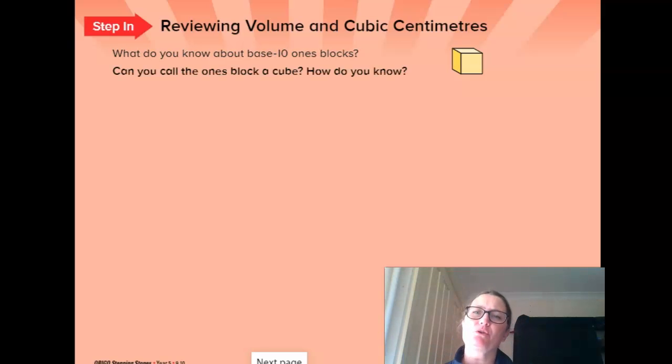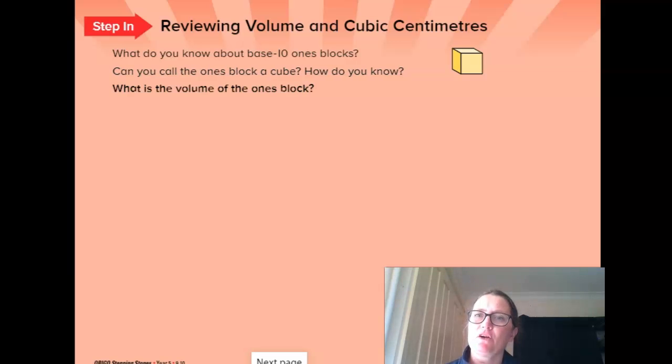Can you call the ones block a cube? If your answer is yes, how do you know? Perhaps your answer is no. Can you explain your answer? What is the volume of a ones block? How would we work out the volume of a ones block?